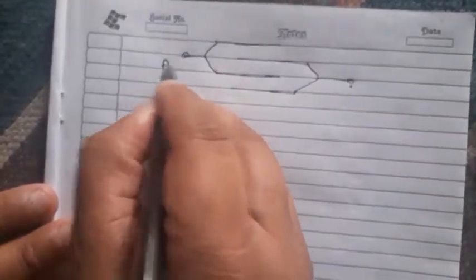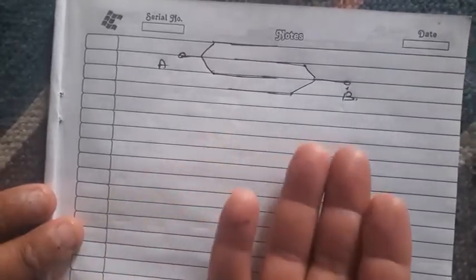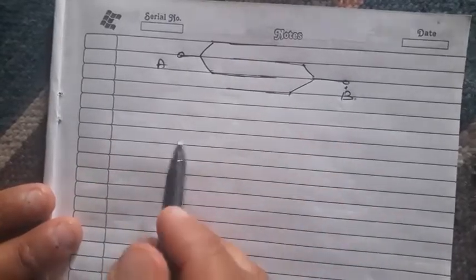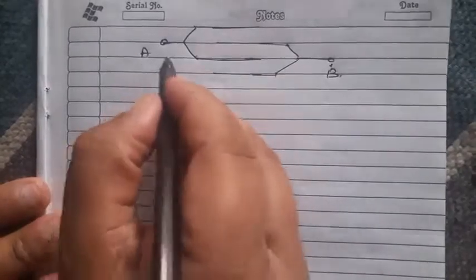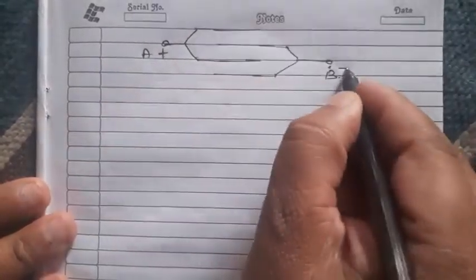Find the capacity of A and B, the total capacity of the circuit. Now the first question arises: what type of combination is this? Whether this combination is connected in series or in parallel. To solve this question, what we do is connect the positive terminal to this side and the negative to this side.